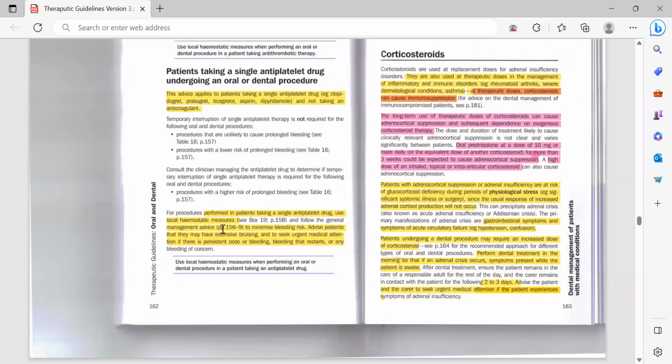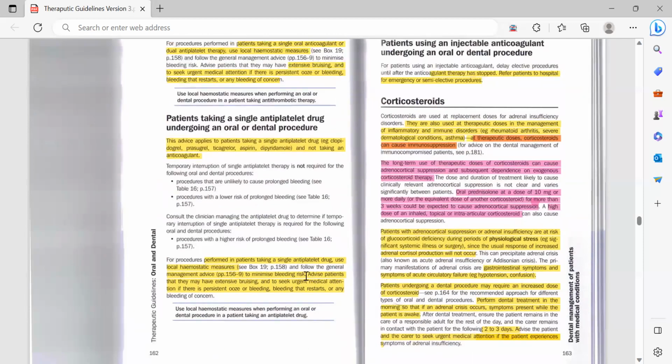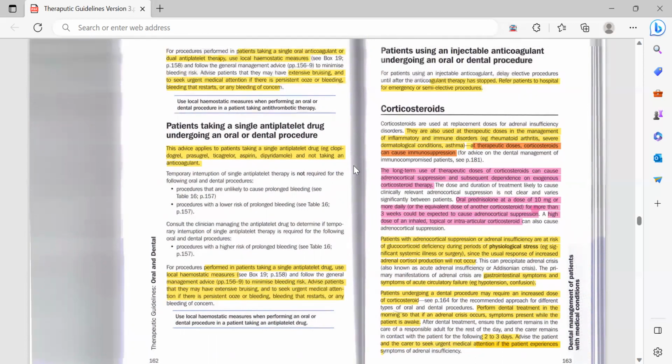Because the patient is not taking any anticoagulant such as warfarin, there is no need to check the INR, because there is no test for the antiplatelets. And also advise them about the bleeding issues.